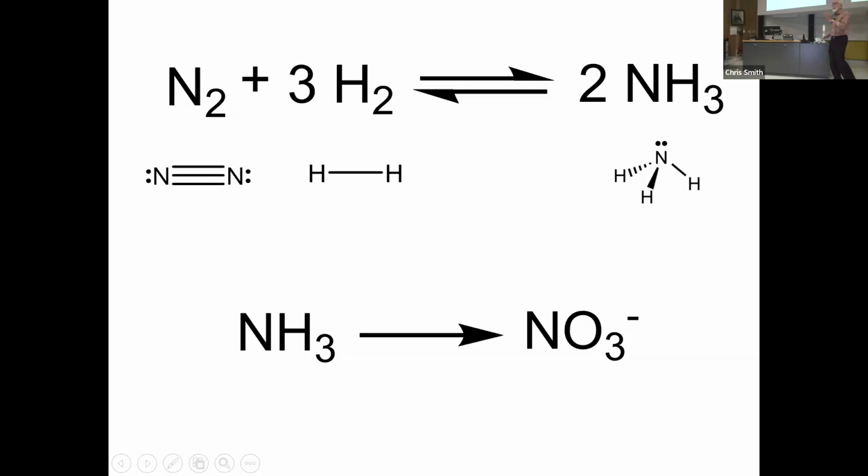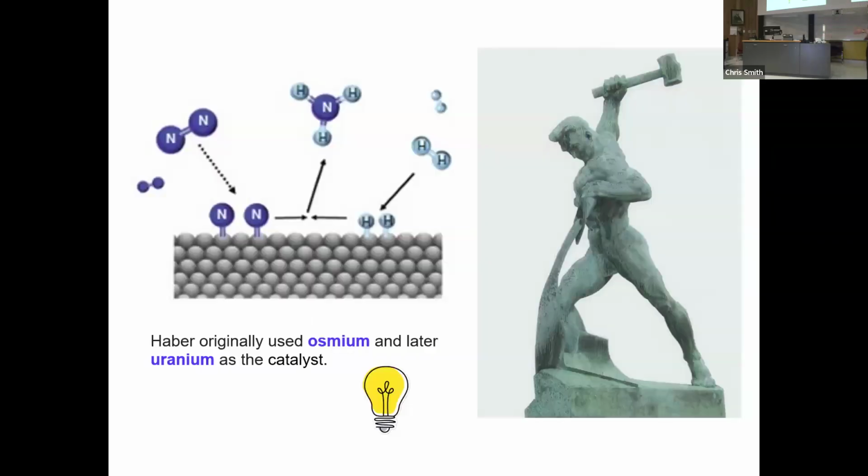The first step is to get ammonia. And the problem is, how do you do this? It's not easy to break that bond. And what did Haber do? He just used brute force, basically. He was going to take those molecules and just bash them together essentially.